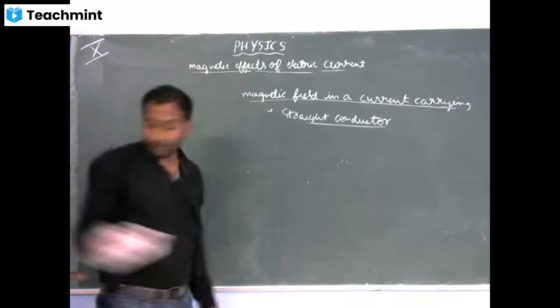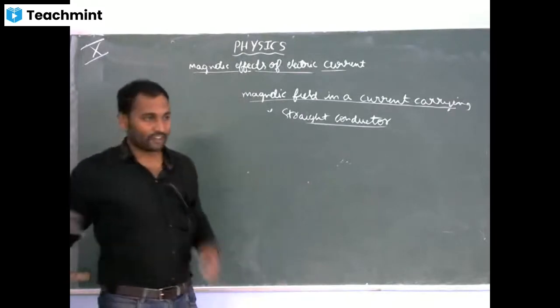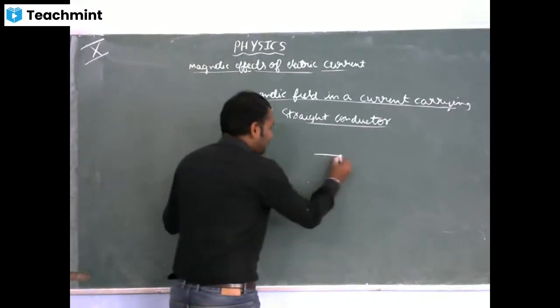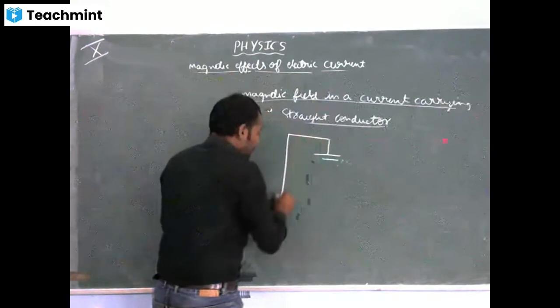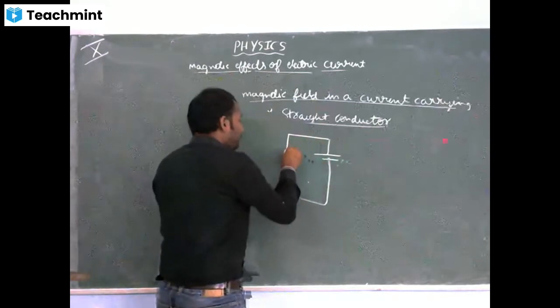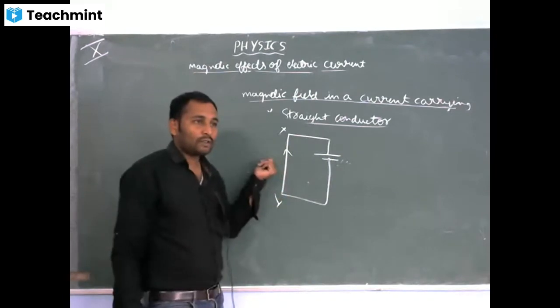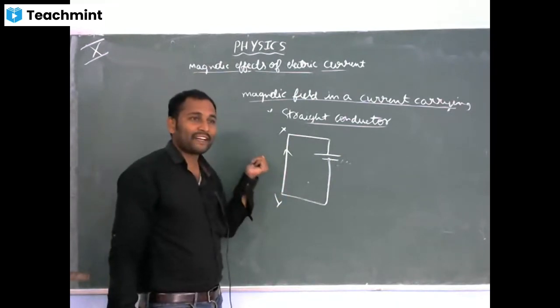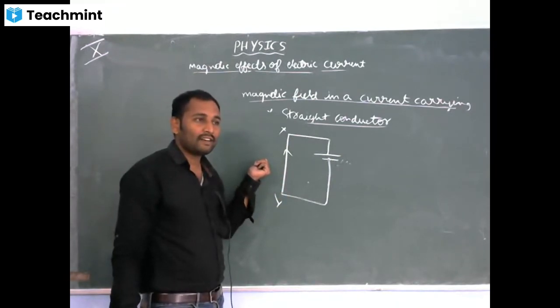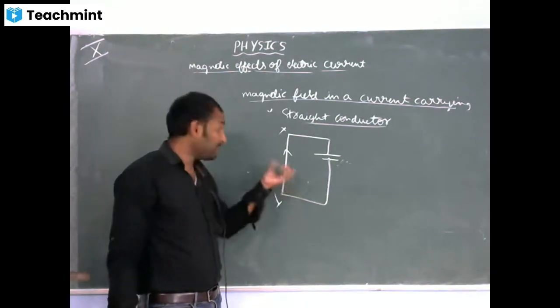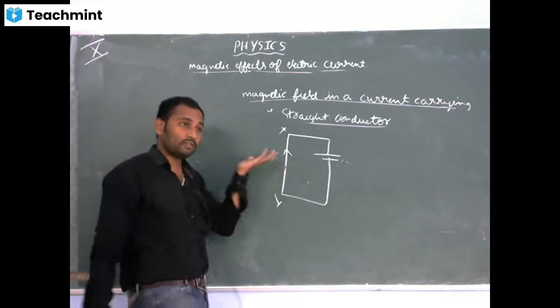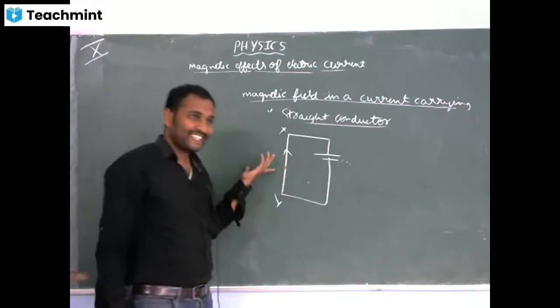Sorry, I forgot to say, you are not asking me anything, so I forgot. Okay, let me redraw the same diagram. So what is our purpose? To determine magnetic field lines and properties. What are the properties? What will be the strength of this? How much strength will it give?